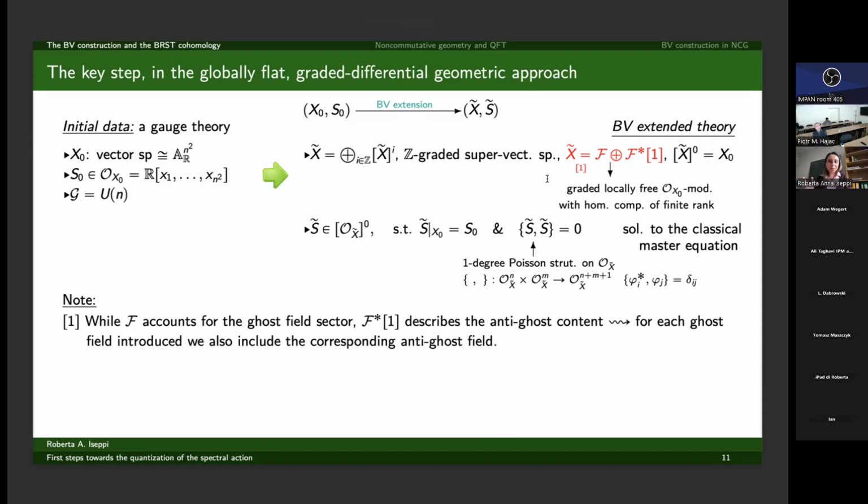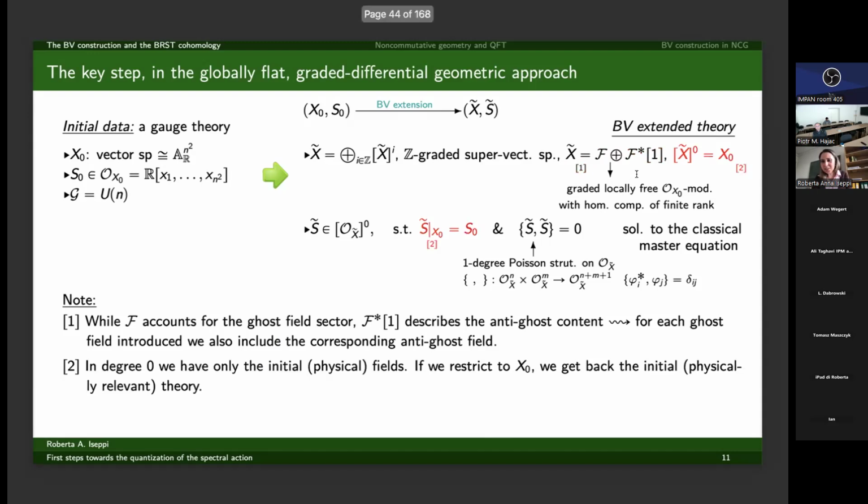So on F, I have all my ghost fields. And in this F star shifted by 1, I have all my anti-ghosts. And you see, it's really implementing this duality condition. The second condition is that I want to keep my physics in degree 0. So this is why the notation with X affects degree 0 is really taking care of this.